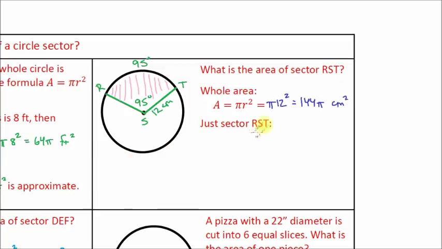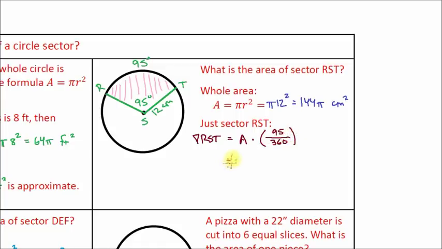All right, now we just want sector RST. And remember how we do this. It's pretty straightforward. Let's do a symbol here. This is a symbol for sector. It's like an upside down triangle. Sector RST is equal to the whole area times the portion of the area that we want, the fraction of the area that we want, or you can think of it as the ratio of the area that we want. 95 divided by 360.